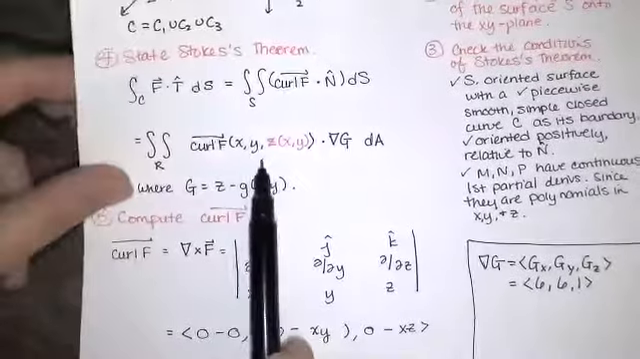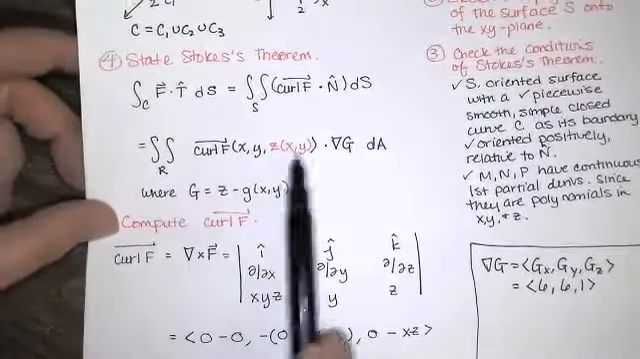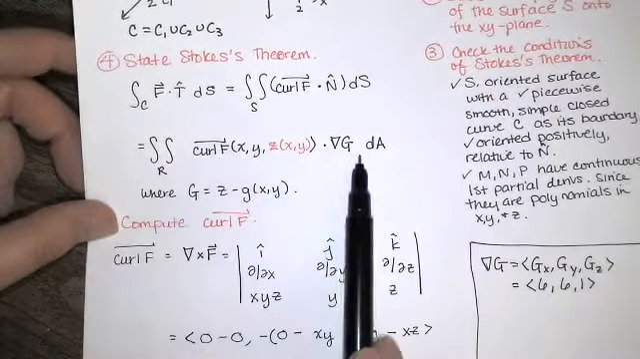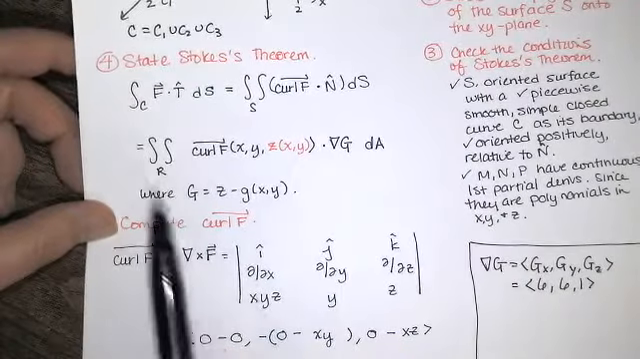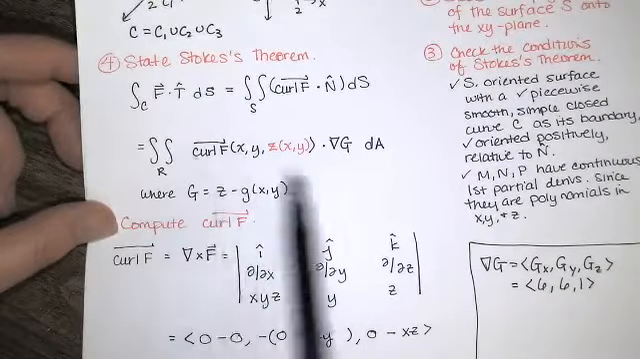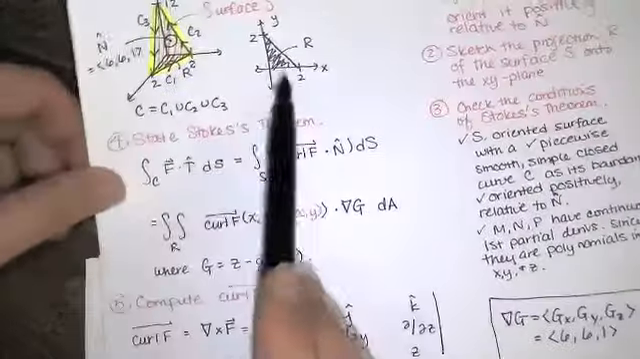And this is what we needed. We need to take the curl and dot it with that gradient, and then set up the double integral over R. So we'll find the integrand next, and then we'll describe that region R right there.